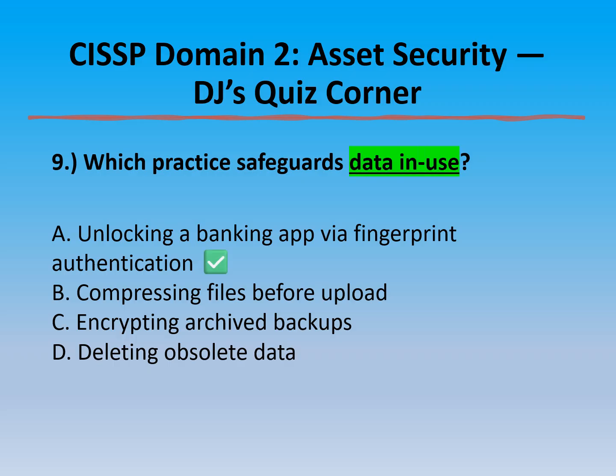The correct answer is A. Unlocking a banking app via fingerprint authentication. In use means actively processed in memory. Biometric or session controls prevent unauthorized use. A is correct. The others act before or after use.